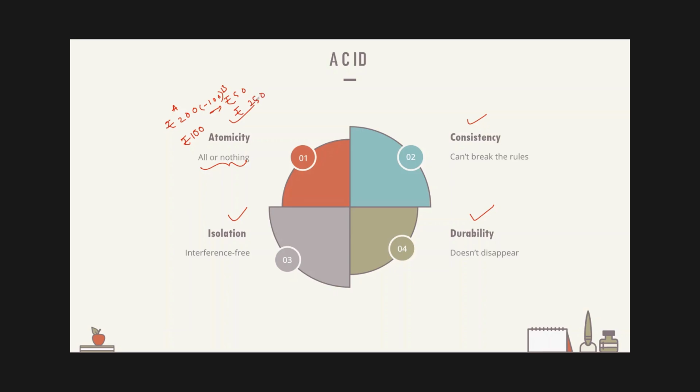and account B should have rupees 150. Now, let us suppose something goes wrong in between, like a phone losing power mid-transfer, or the bank server crashes. Atomicity guarantees that either the full rupees 100 is transferred successfully or nothing happens at all. So no incomplete transaction. It's an all or nothing deal. That's what atomicity tells. Then we have consistency.